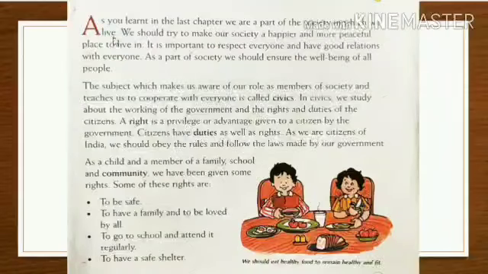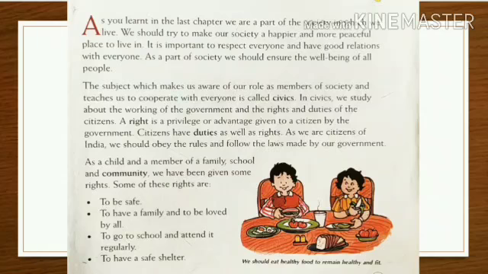As you learned in the last chapter, we are a part of the society in which we live. We should try to make our society a happier and more peaceful place to live in. It is important to respect everyone and have good relations with everyone. As a part of society, we should ensure the well-being of all people.